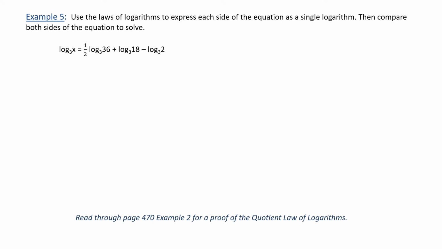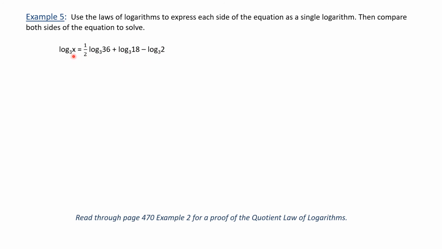Example 5. Again, use the law. That's of course what we're doing today, using the laws of logarithms. Express each side of the equation as a single logarithm. So we have an equation this time. We haven't had an equation yet. When you don't have an equal sign in your original question, imagine none of this is here, this log 3x, equal sign, imagine none of that's there, then this is just called an expression. And all you can do is simplify it or evaluate it. But now we can solve.